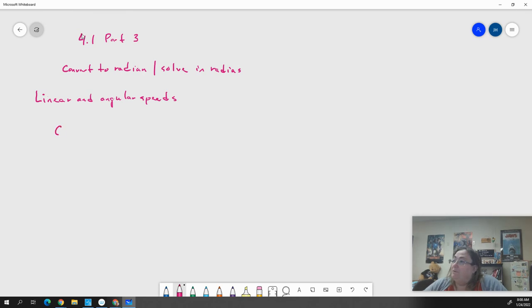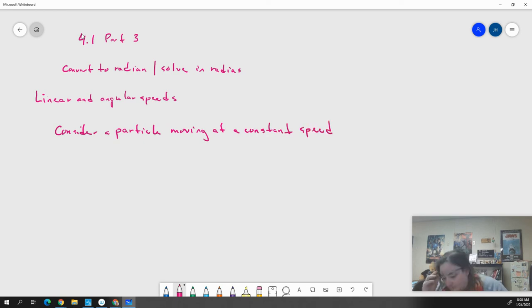So we are going to consider a particle moving at a constant speed along a circular arc of radius r, right? A radius is always r.